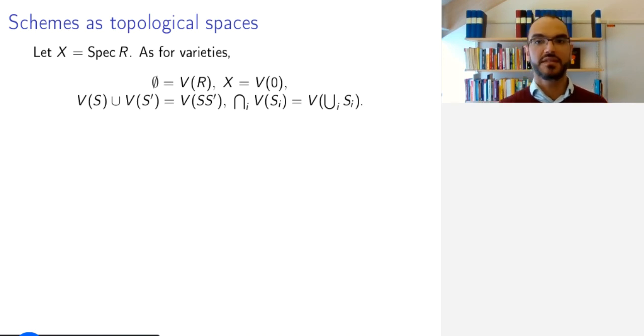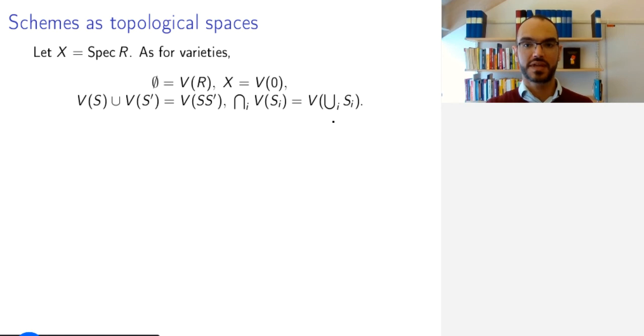So as for varieties also, the empty set is the vanishing set of the whole ring. The scheme X entirely is the vanishing set of the zero element. And you can show that the union of two vanishing sets is a vanishing set. The union of two zero loci is a zero locus, and therefore any finite union of zero loci is a zero locus. Also, any intersection, finite or infinite, of zero loci is a zero locus.